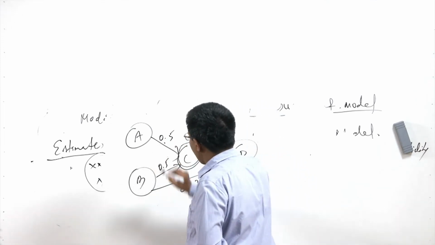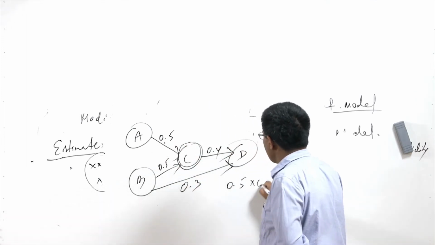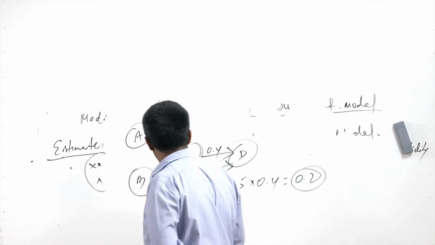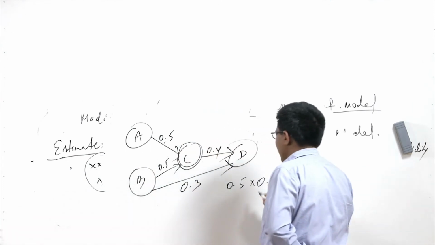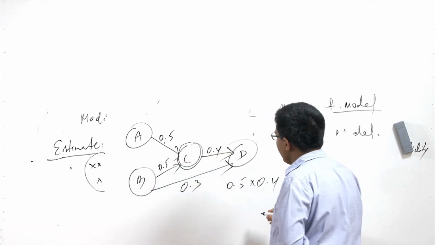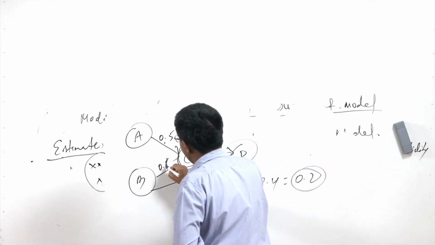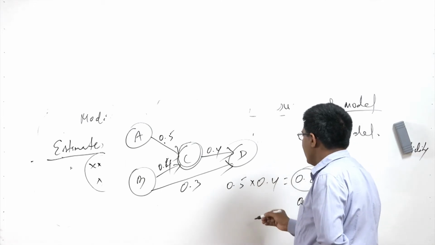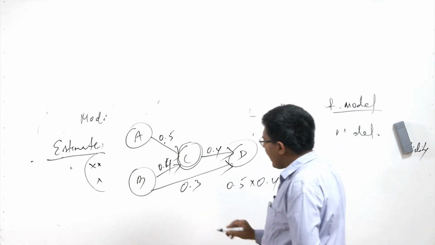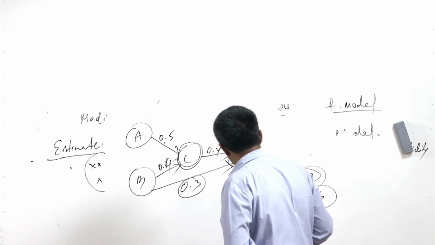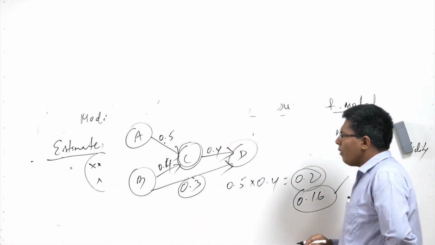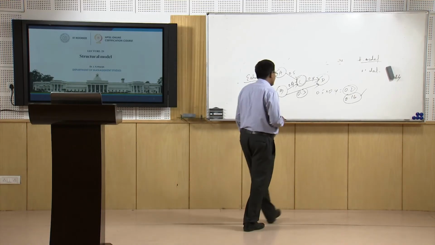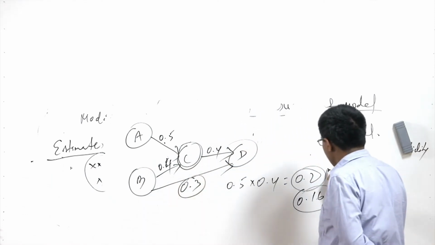So, 0.5 into 0.4 is equal to 0.2. So, the indirect effect is 0.2 for A to D, and similarly from B to D, let us say this could have been 0.4 also. So, 0.4 into 0.4 is 0.16. And what is the direct effect from B to D? It is 0.3. So, here we say that the direct effect from B to D is higher than the indirect effect, and what is the total indirect effect? The total indirect effect is 0.2 plus 0.16.